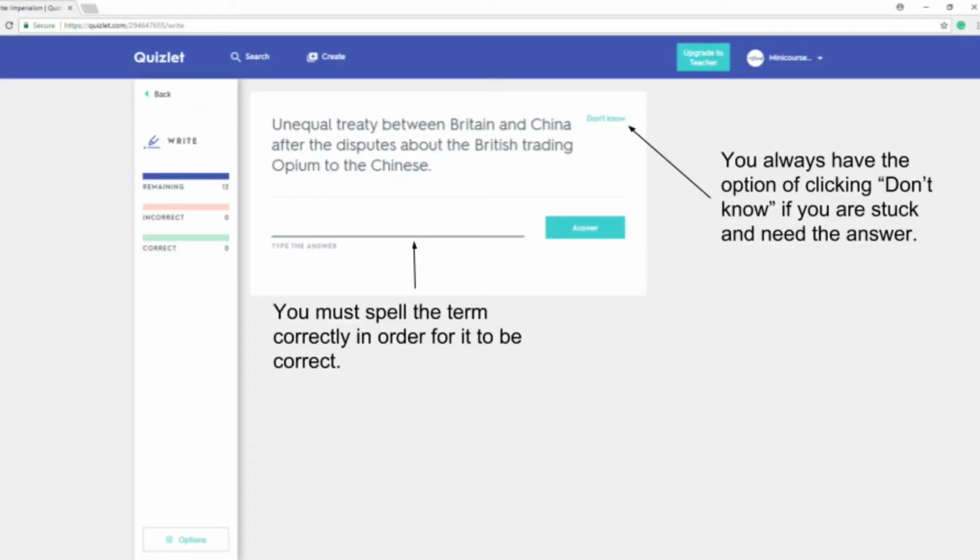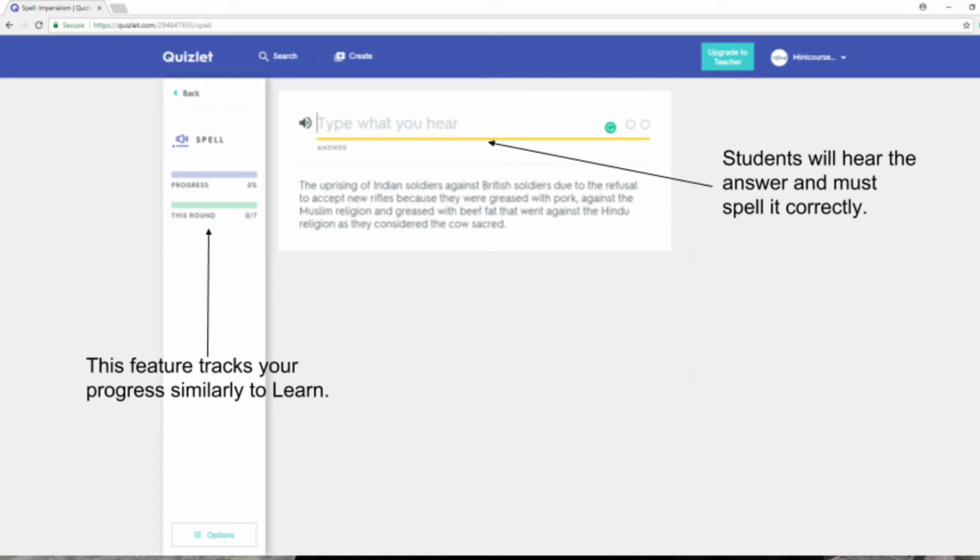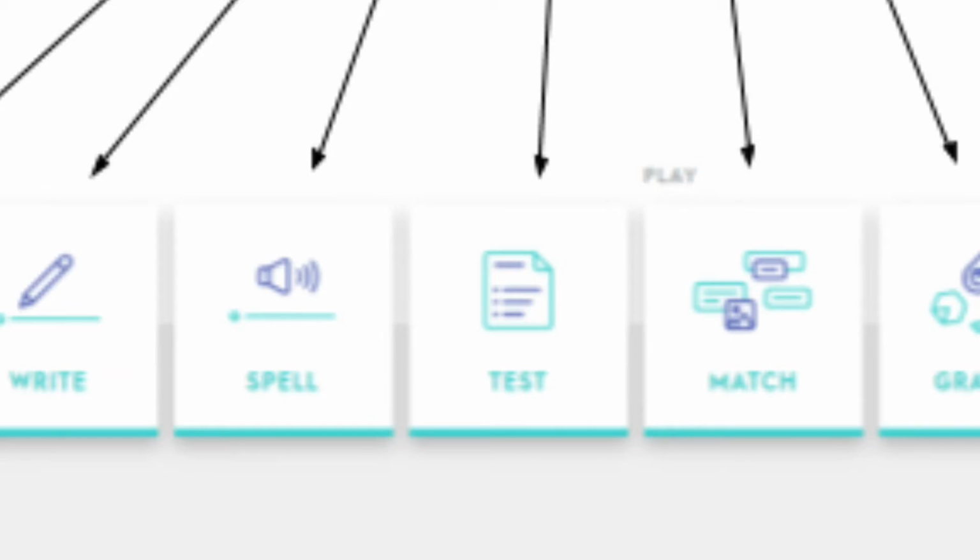The next one is Write. It may be one of the most challenging on Quizlet since students will have to remember the term and type it correctly to match the definition. Next, we have Spell. This tool is designed to help students improve their spelling. Students have to type what they hear in order to answer correctly. The fifth feature is Test. Test is created to be set up like a normal assessment.